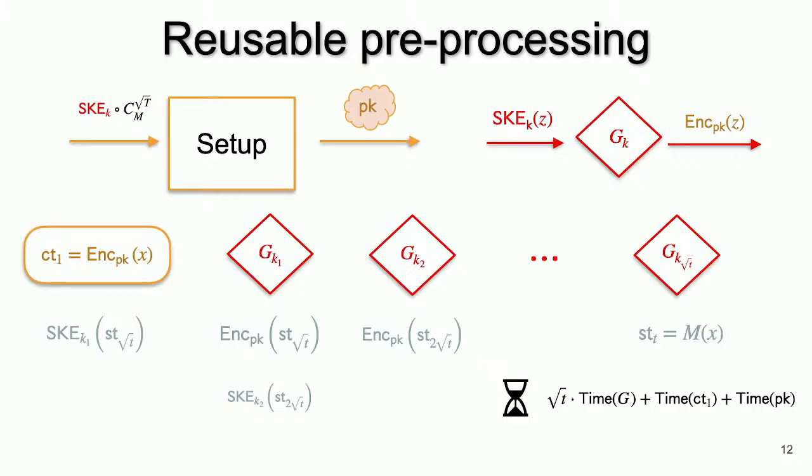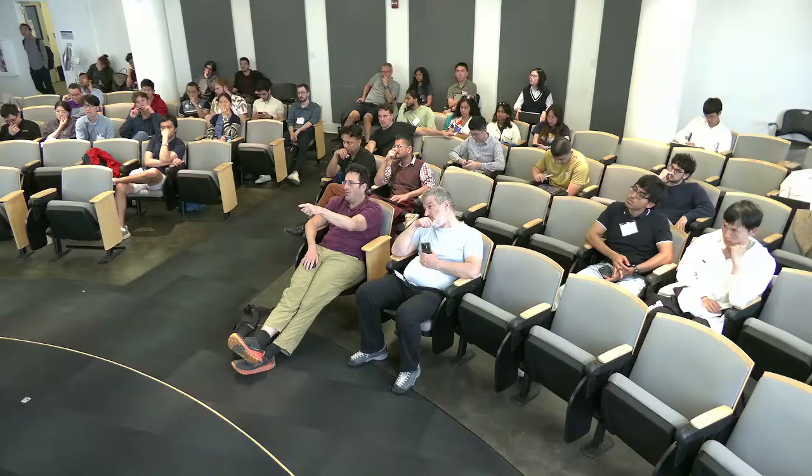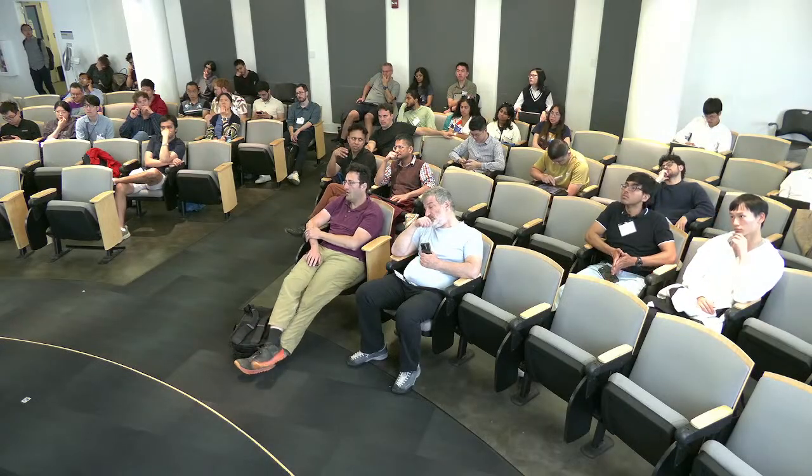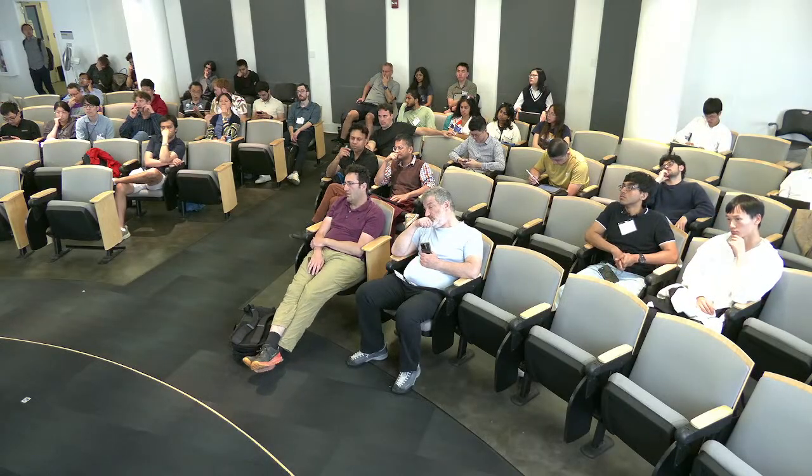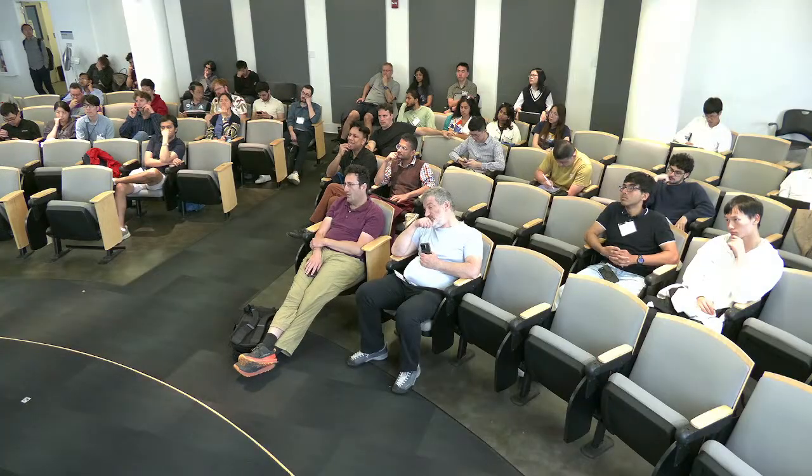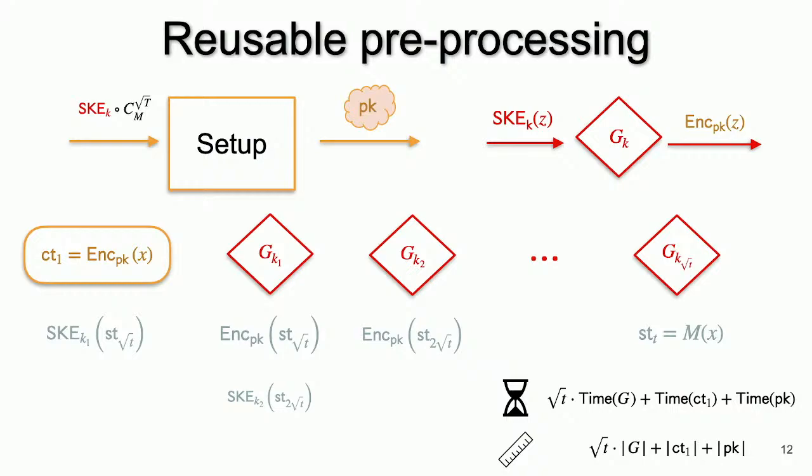Yeah, so I'm lying a little bit. It takes an x comma K1. Good. And then the GK1 needs to know about K2. Yeah, it's created. Okay. So what's the size? The size is also square root t times g plus ct plus pk.